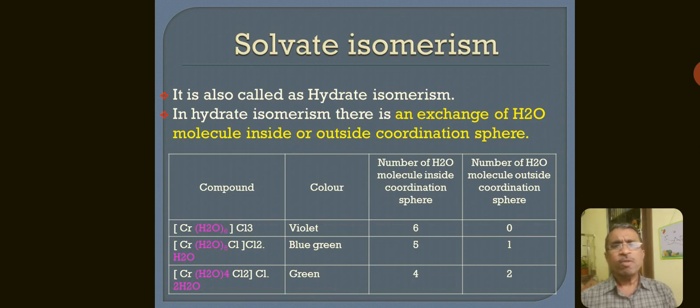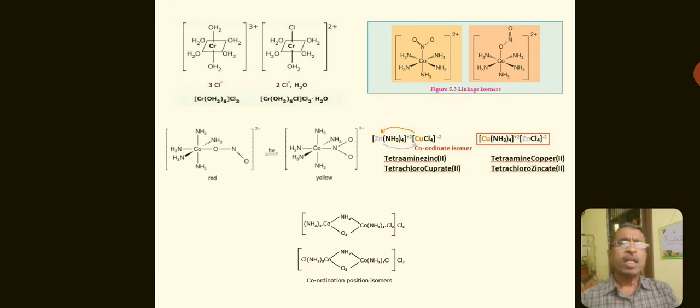The water molecules which are inside the coordination sphere come out from the complex at a temperature of around 115 to 118 degrees centigrade. Here I have shown the various other complexes and their isomerism: the linkage isomerism, coordination isomerism, coordination position isomerism, and so on. Students, go through the isomers which are important from the examination point of view.